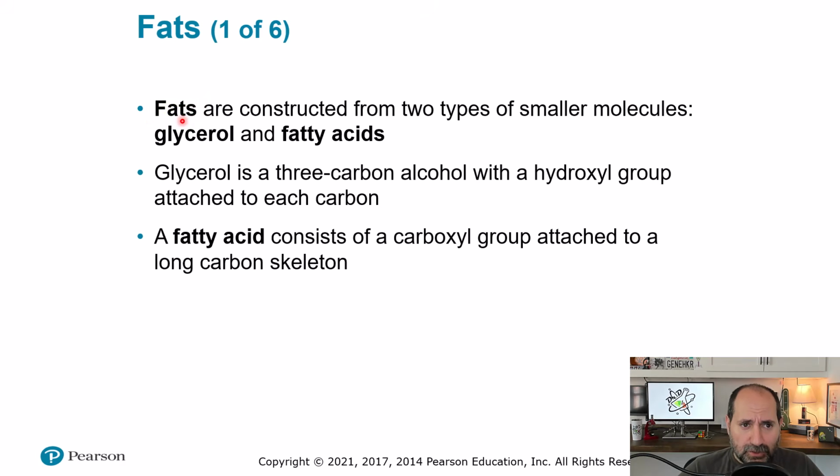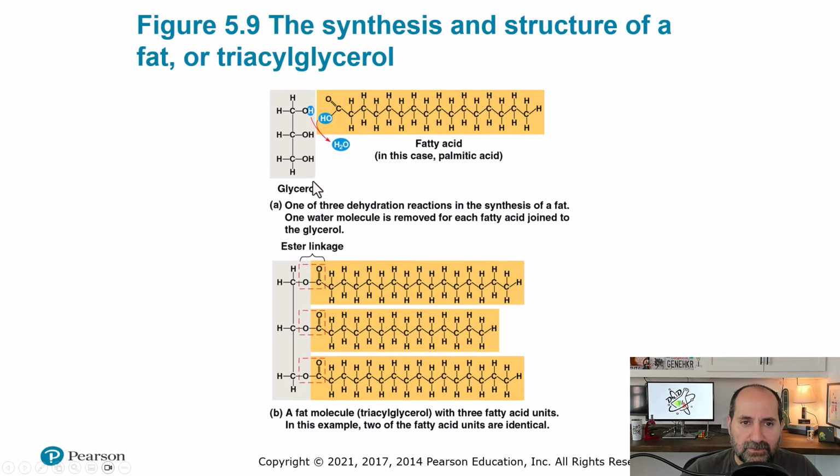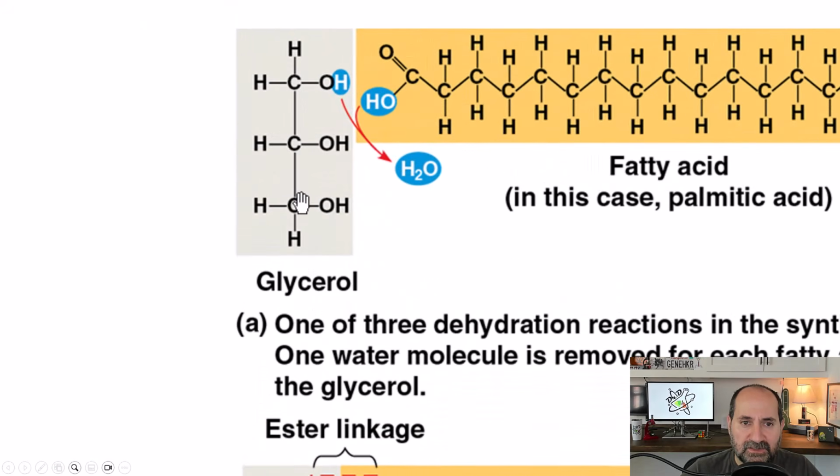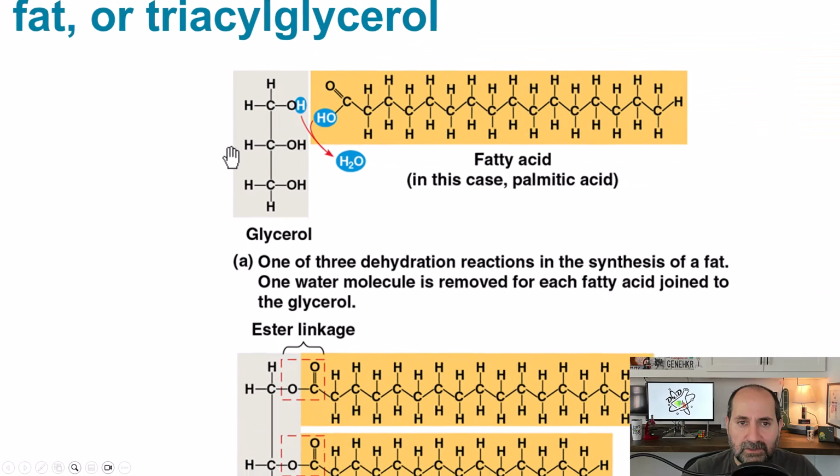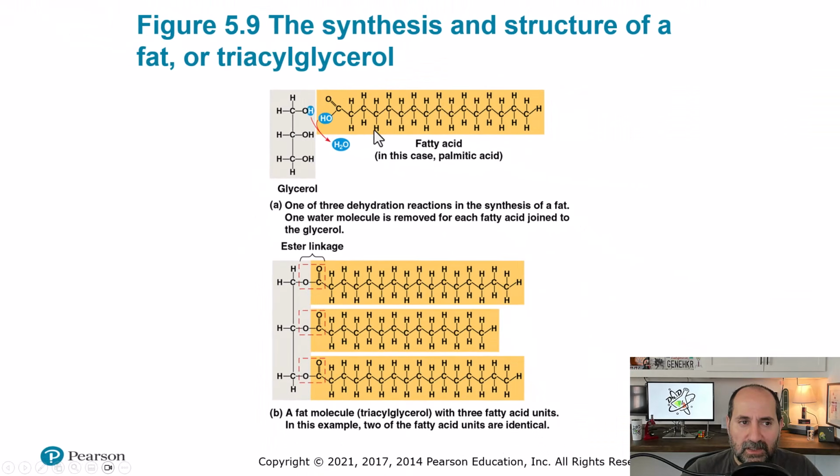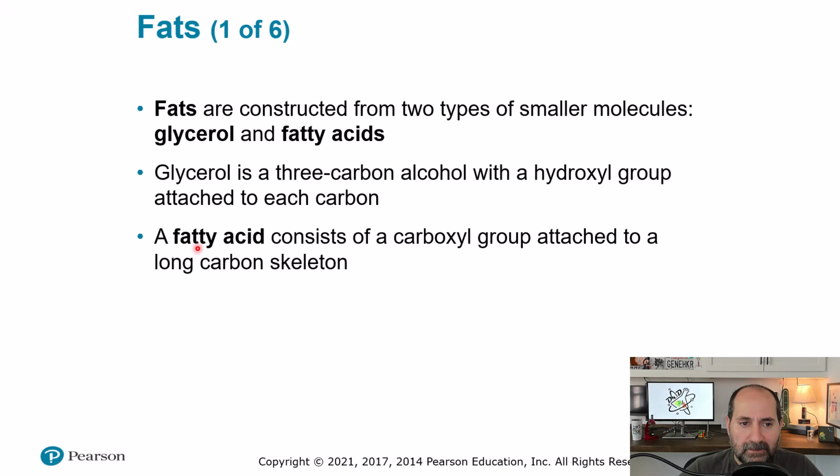Fats are made up of two main parts. There is a glycerol, right, and three fatty acid tails. The glycerol is a 3-carbon alcohol with a hydroxyl group attached to each carbon. This is what glycerol looks like, by the way. Right here, you see it's a 3-carbon alcohol with a hydroxyl group attached to each carbon. That's glycerol.